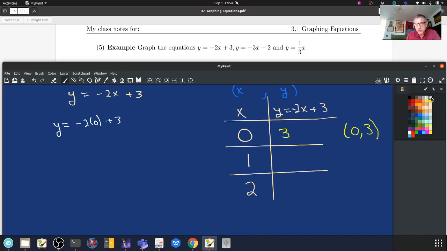Okay, let's do it for my next chosen point. Y is equal to minus 2 times x, which is 1, plus 3. Well, that's equal to minus 2 plus 3, which is equal to 1. So y is equal to 1. So that gives me another point, 1 and 1. And I said 2 points make up a line, but we always want to check. So I'm actually going to do another point.